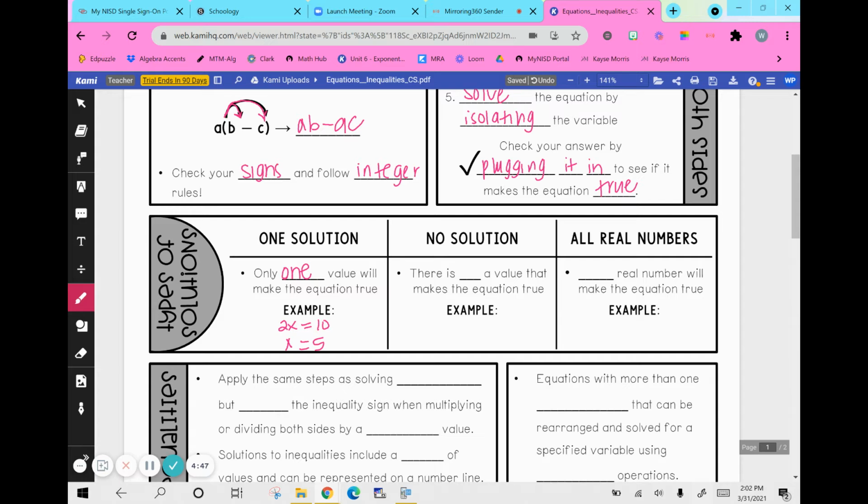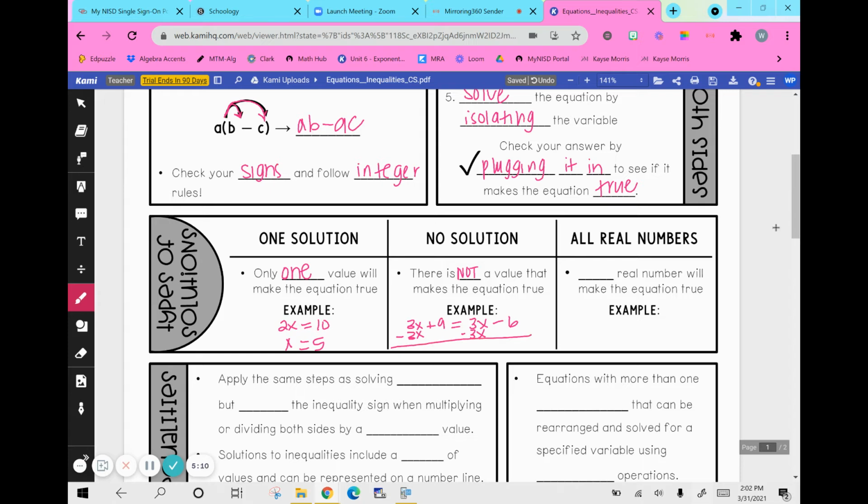No solution. And this would be there is not a value that makes the equation true. So you could have something like 3x plus 9 equals 3x minus 6. And so we would start by moving all of our variables to one side. So we would subtract 3x, because this is a positive 3x, we'd subtract 3x on both sides.